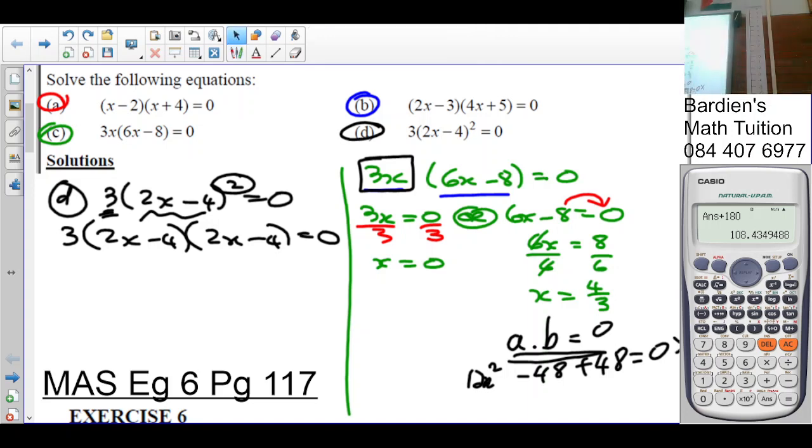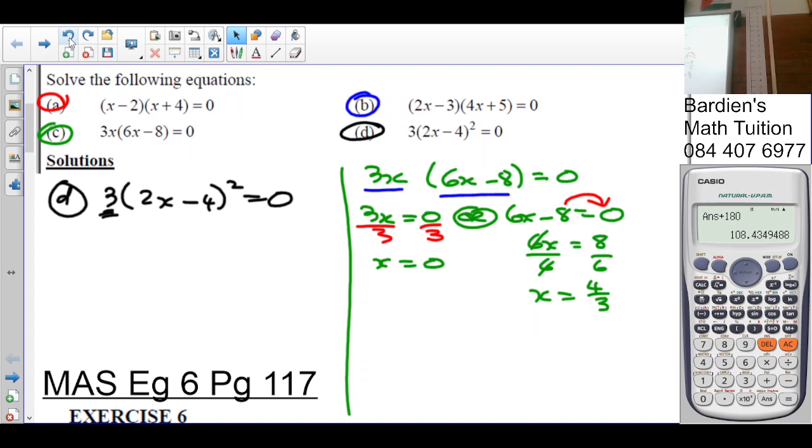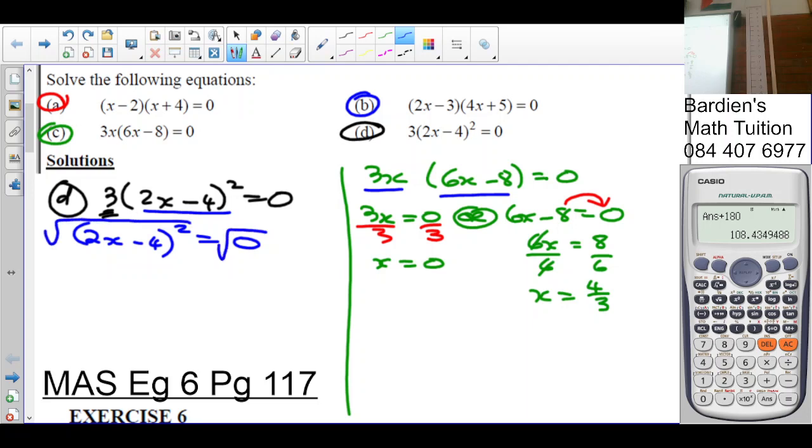Okay, so what do I do? I just need to write it once. So if you want, you could have just said 2x minus 4 squared is equal to 0. How do I get rid of the square? The square root. Square root both sides. So you take the square root of both sides. 2x minus 4 is equal to? What's the square root of 0? 0. Now it becomes a basic equation as we know.